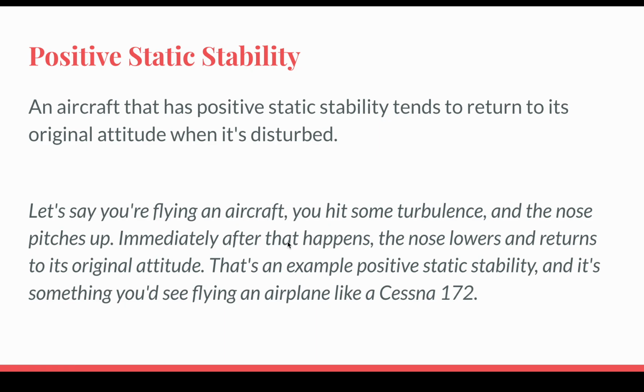So let's say you're flying an aircraft and you hit some turbulence and the nose pitches up, and immediately after that happens, the nose lowers and returns to its original attitude. That's an example of positive static stability, and it's something you see flying an airplane like a 172.